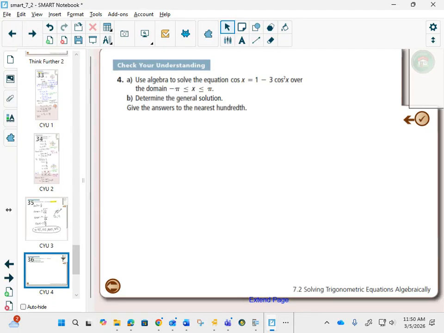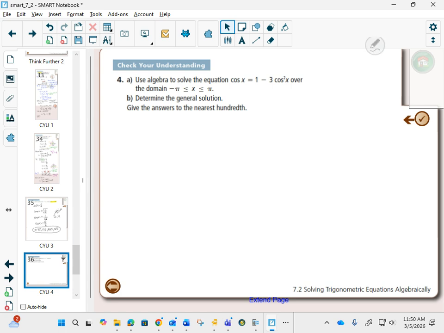And then the most complicated questions would look something like this. Use algebra to solve. So I notice that there's a cos and a cos squared, which makes it a quadratic equation. We have two techniques for solving quadratic equations from grade 11. Well, we have three, but one we never use again. The two that you use are factoring and the quadratic formula.